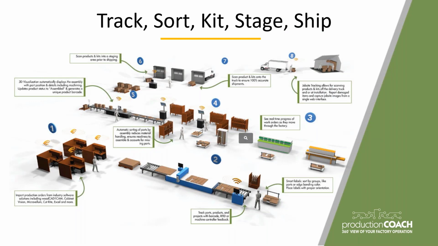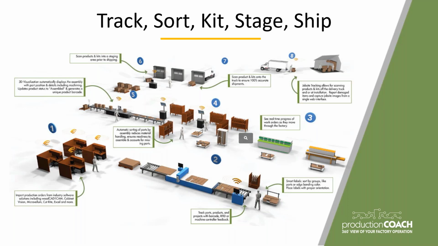This image comes directly from our RSA Solutions website. If you go to our solutions and select things like tracking, sorting, kitting, it will take you to the Production Coach page and you'll see our 3D factory. I want to take just a moment to help you understand the purpose of this. First of all, number one, this is meant to depict the fact that there are some activities that are going to go on in the office.